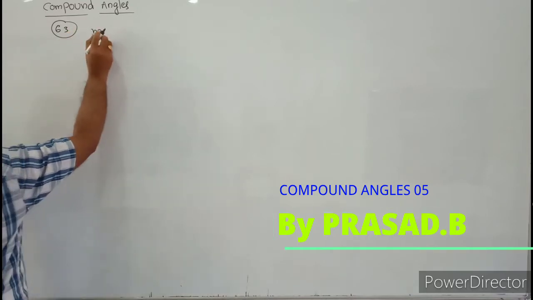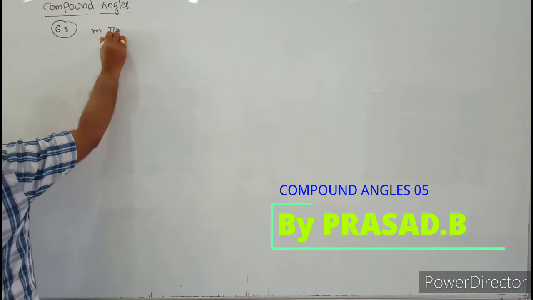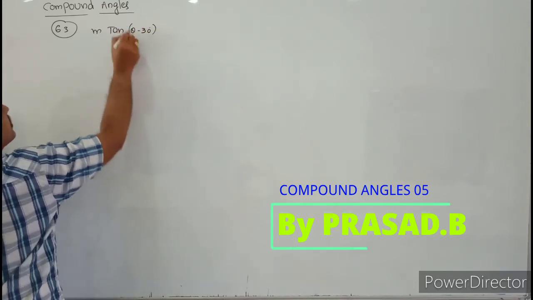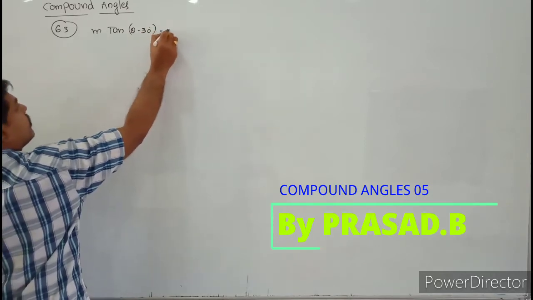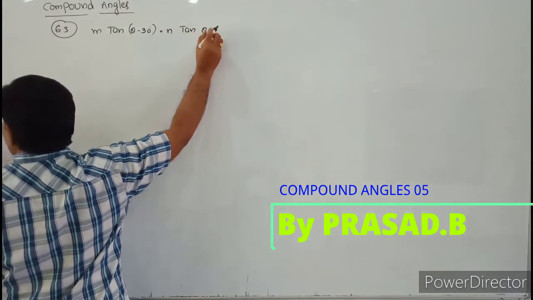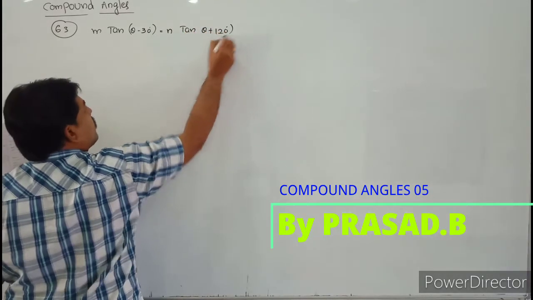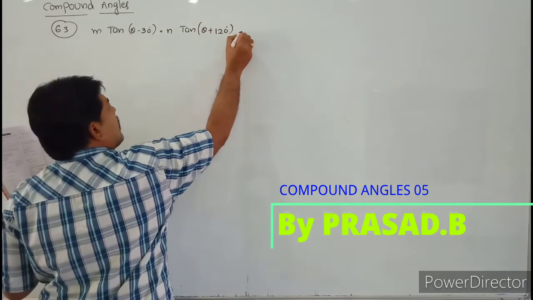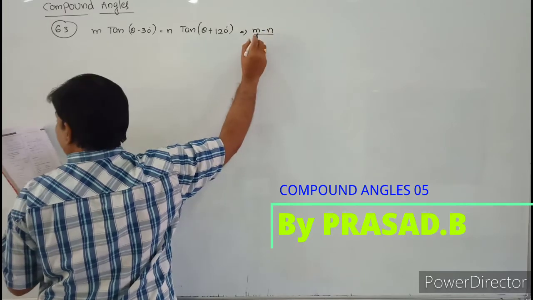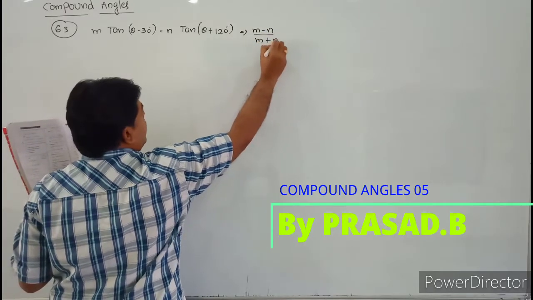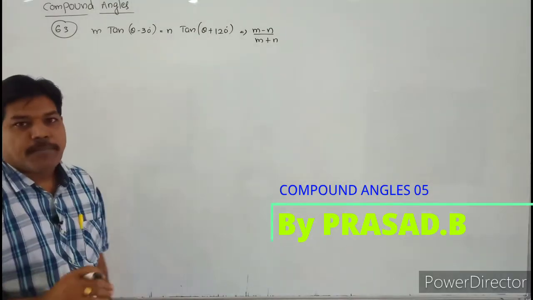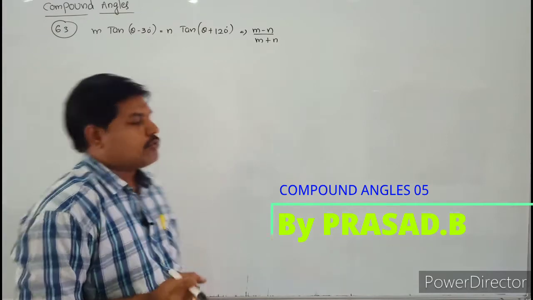If m tan(θ − 30°) = n tan(θ + 120°), then they are asking for (m − n)/(m + n). So this condition is given, and they are asking for (m − n)/(m + n). See how to solve this question here.